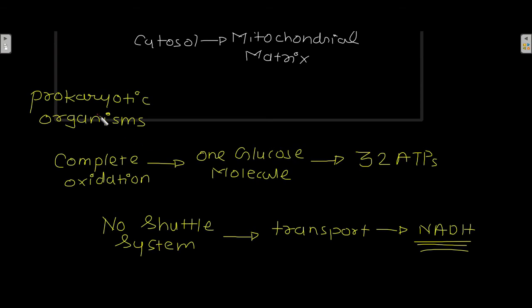Now, in the case of prokaryotic organisms, the complete oxidation of one glucose molecule results in the generation of 32 ATPs. And why is that? Because no shuttle system is required for the transport of NADH. That is the reason why 32 ATPs are generated by the complete oxidation of one glucose molecule.